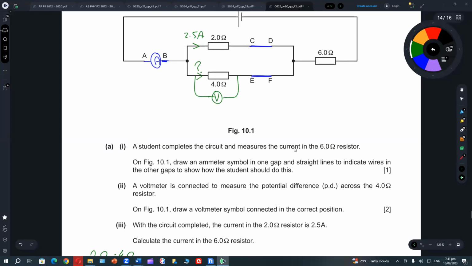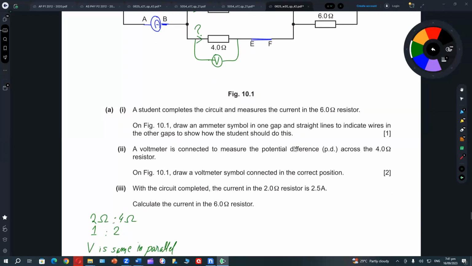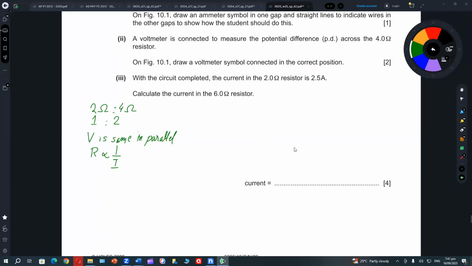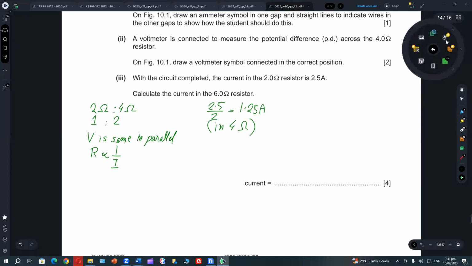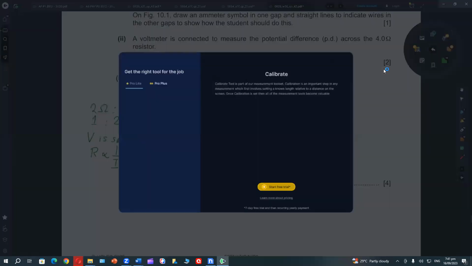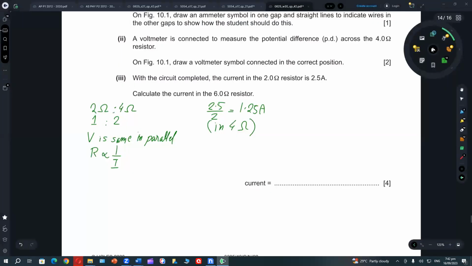So should I double the current 2.5 to get the current in the 4 ohm, or should I halve the current to get the current in the 4 ohm? It's a reverse ratio, so I'm halving it. I'm halving it because it's a reverse ratio. In parallel, you have to use a reverse ratio. Inversely proportional.